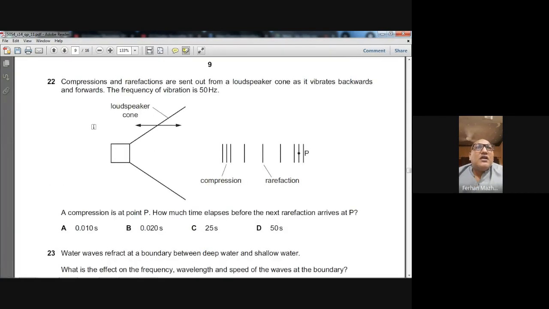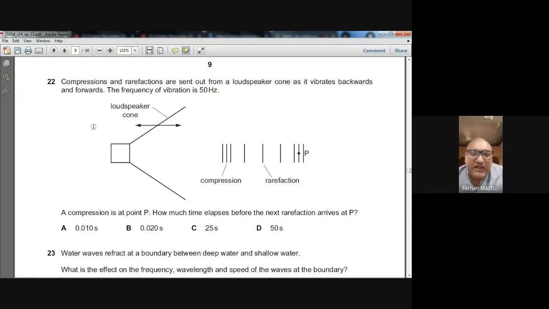Compression and rarefactions are sent out from a loudspeaker cone as it vibrates backwards and forwards. The frequency of vibrations is 50 hertz. A compression is at point P. How much time elapses before the next rarefaction arrives at P?